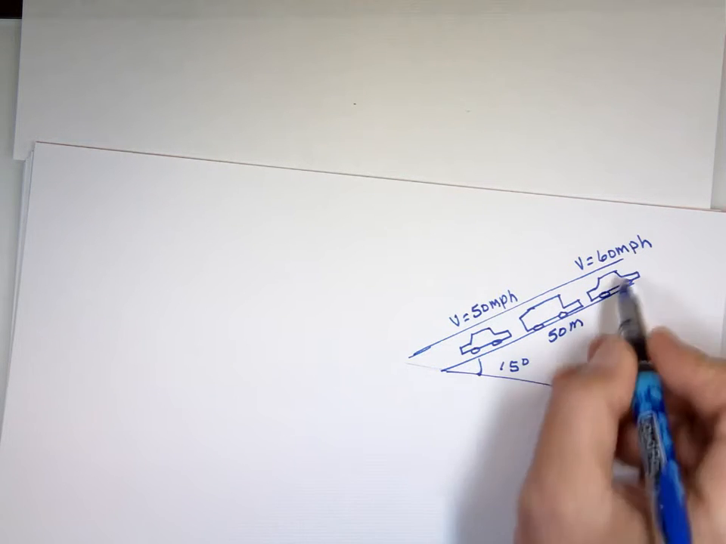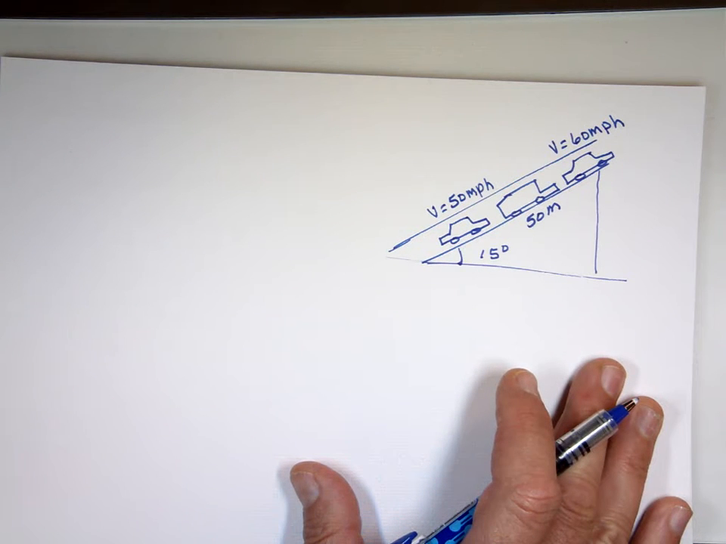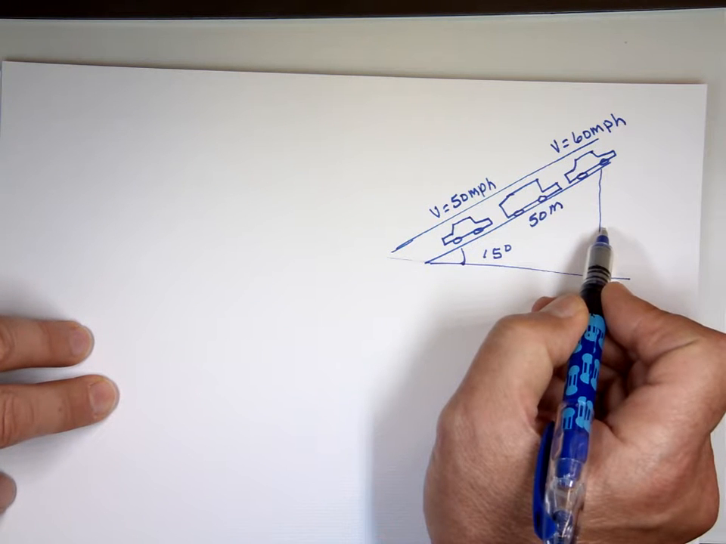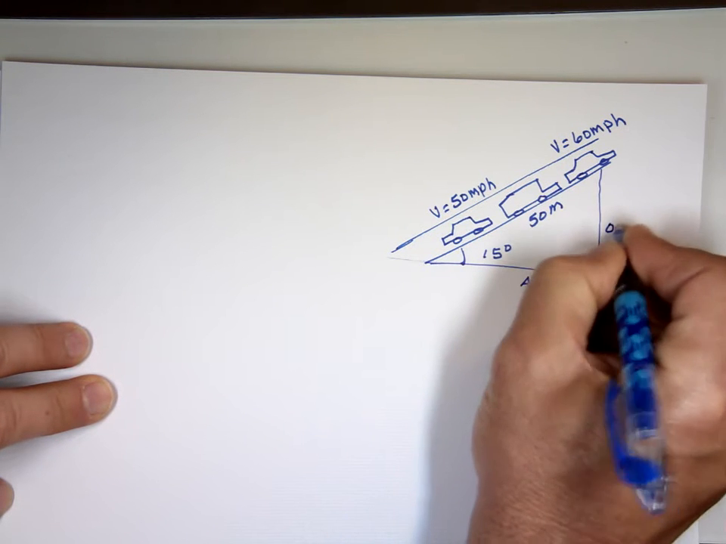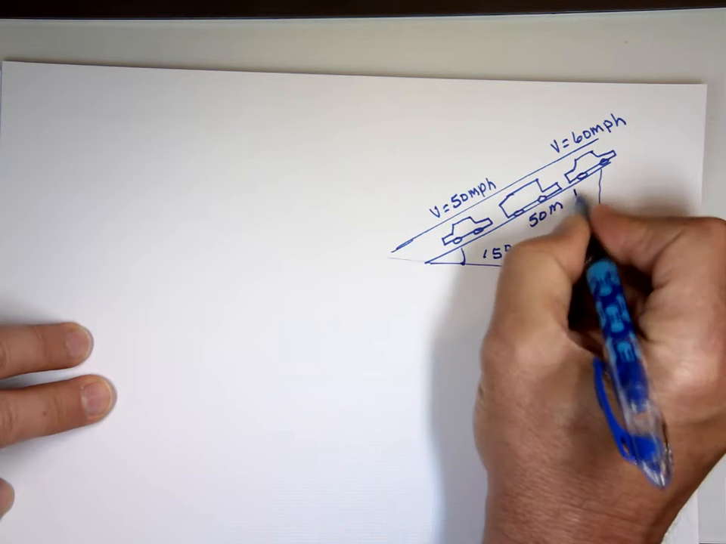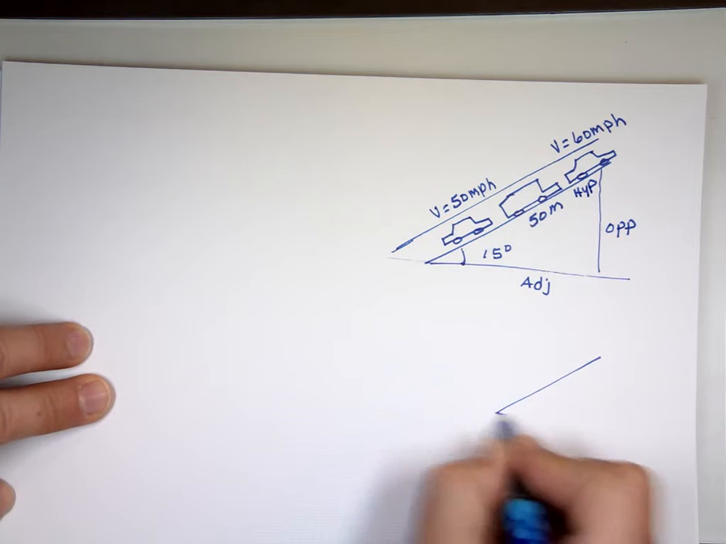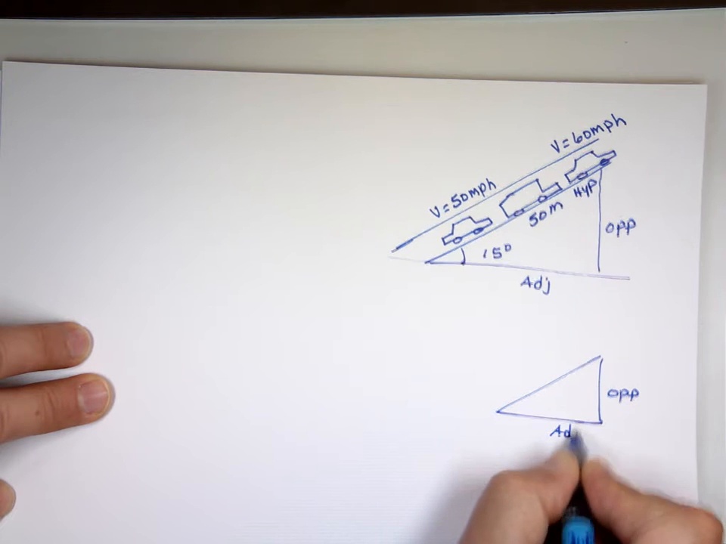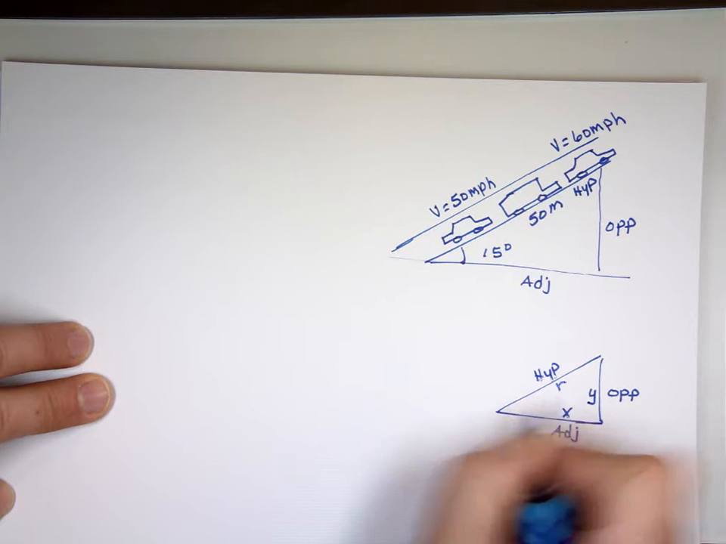I need to know what this height is. How do we find the height? This has now become trig. This is the 15, this is the hypotenuse. What's this side? This is the adjacent. This is the opposite. This is the hypotenuse. Quick trig lesson here. Adjacent, we use X. Opposite, we use Y. Hypotenuse, we use R. And this is theta.